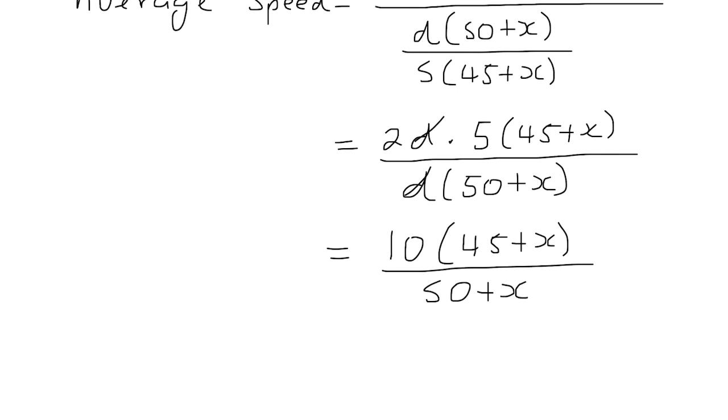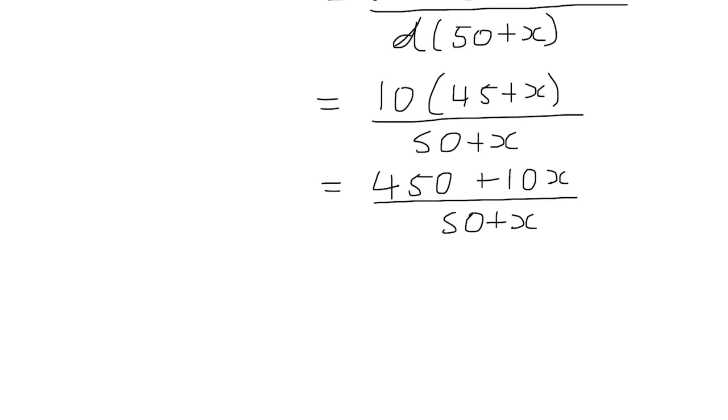Okay. Now, we need to sort of bully this into giving us some information, because from looking at this expression that we have, we don't know as x increases what actually is happening to this fraction. So let's just bully it a little bit. Now I will distribute the 10 in the numerator, and I will get 450 plus 10x. Okay, and this will be divided by 50 plus x.